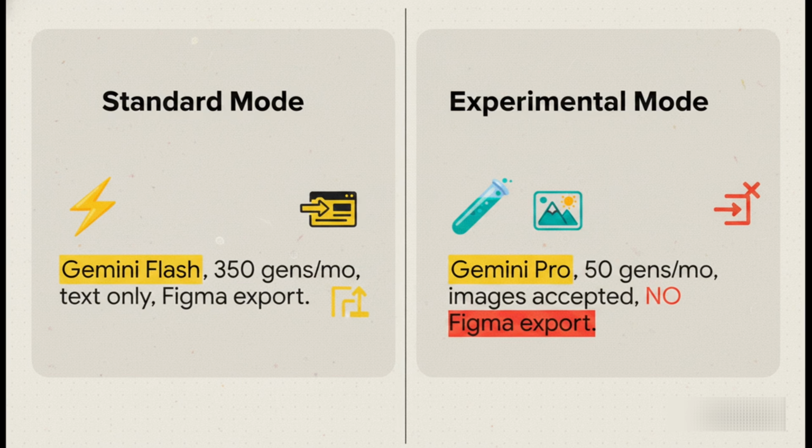On the flip side, we have experimental mode. This uses the more powerful Gemini 2.5 Pro model. It lets you upload images like a messy whiteboard sketch, but it caps you at 50 generations a month and completely drops the Figma export feature. So this creates a massive workflow trade-off for you. Do you want the magic of uploading visual sketches, or do you desperately need that Figma export? You kind of have to choose.